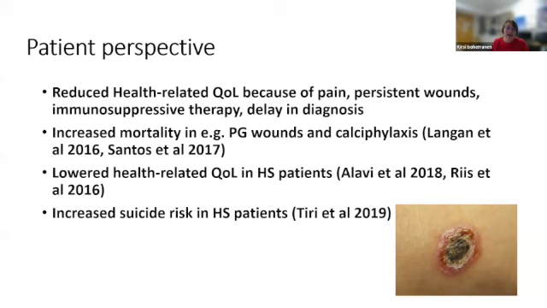And with these atypical ulcers, it is very important to take into account the patient perspective as well, because there is pain, persistent wounds, long treatments, so there is really a reduced quality of life, and increased mortality has been shown also in PG wounds and calciphylaxis. And PG ulcers might be also in young patients, also in children, so it is very important to take into account. And hidradenitis suppurativa that can have ulcers as well, it has been demonstrated by nice studies that there is an increased suicide risk in these patients.